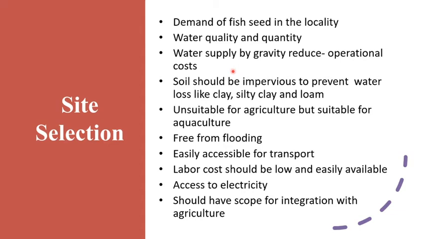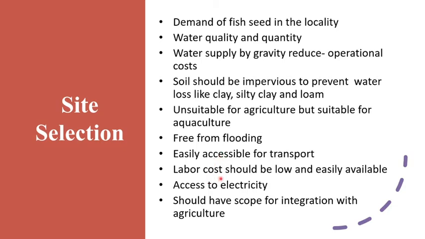Surface waters from streams, rivers, lakes and the open sea may be relatively less expensive to utilize. Supply of water by gravity reduces the operational costs. Soil should be impervious to prevent water loss; clay, silty clay and loamy soil should be preferred. The site of the hatchery should be unsuitable for agriculture but suitable for aquaculture. The site should be free from flooding and easily accessible for transport facilities.